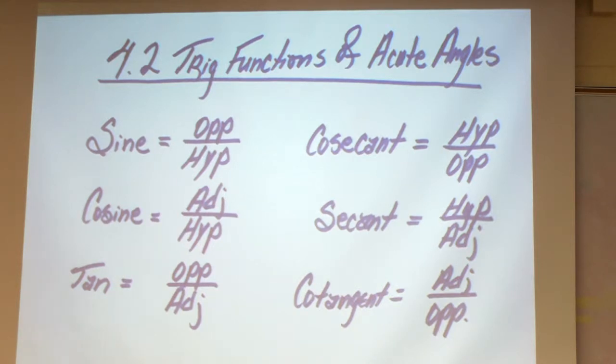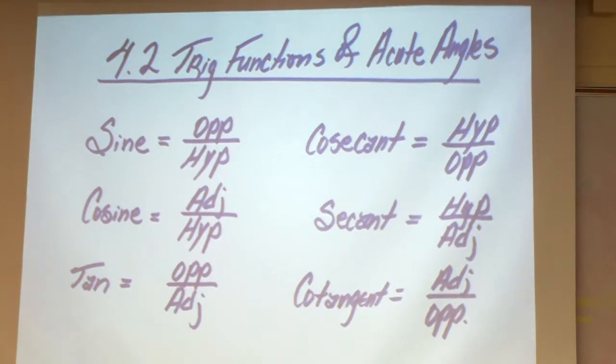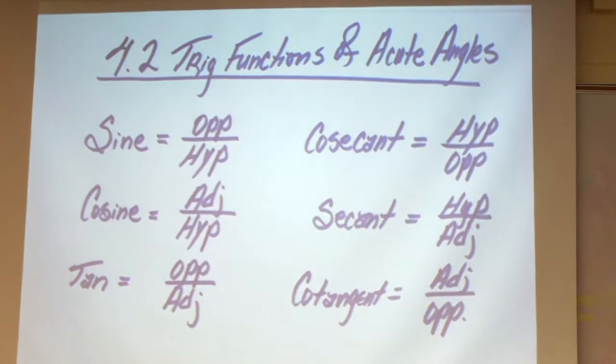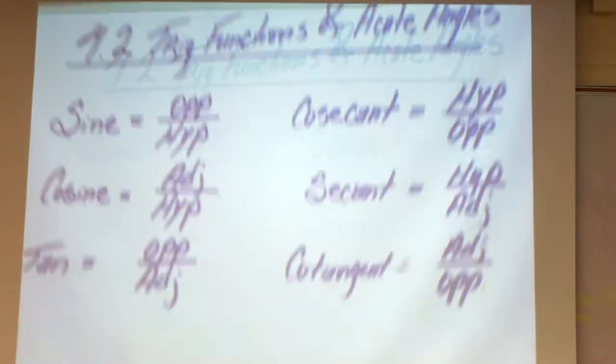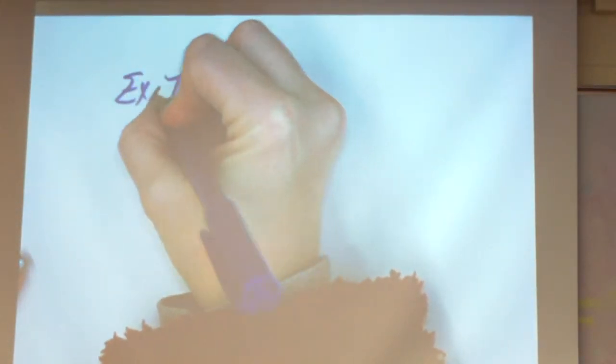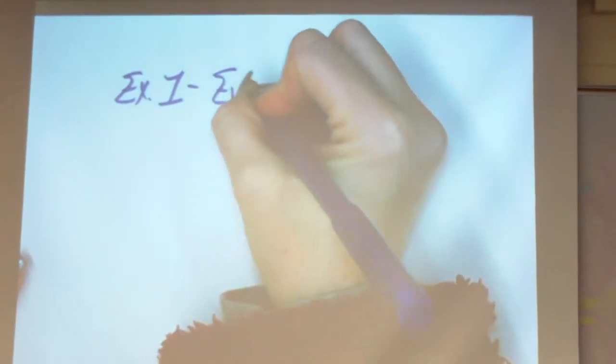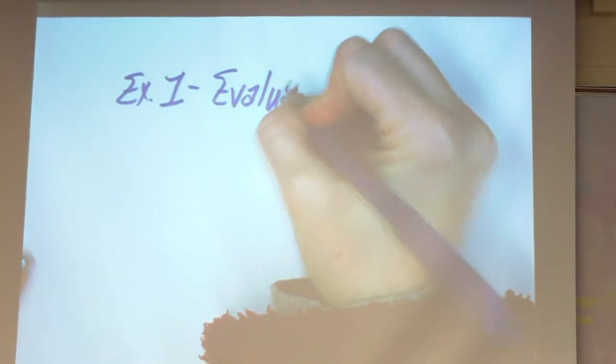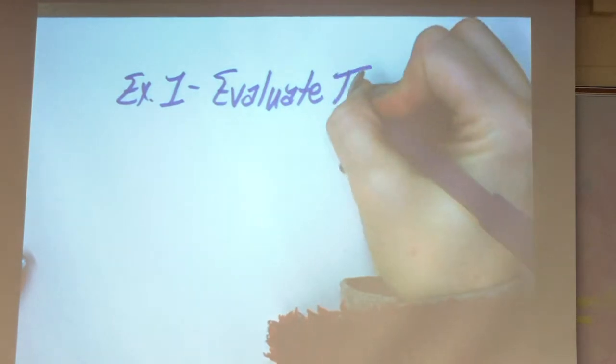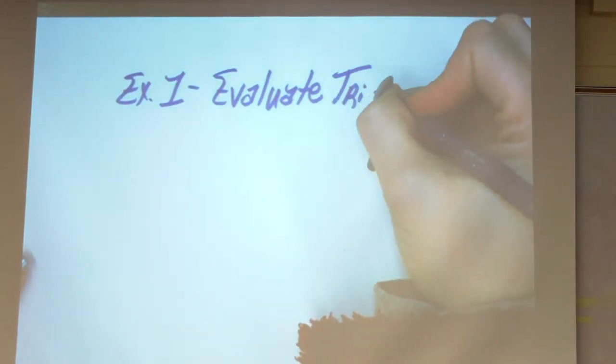Okay, now we also need to talk about something else that you went over in geometry. And that is special right triangles. So the first one we're going to talk about is we're going to evaluate all the trig functions. So this is example 1. And we're going to evaluate trig functions for a 45-degree angle triangle.